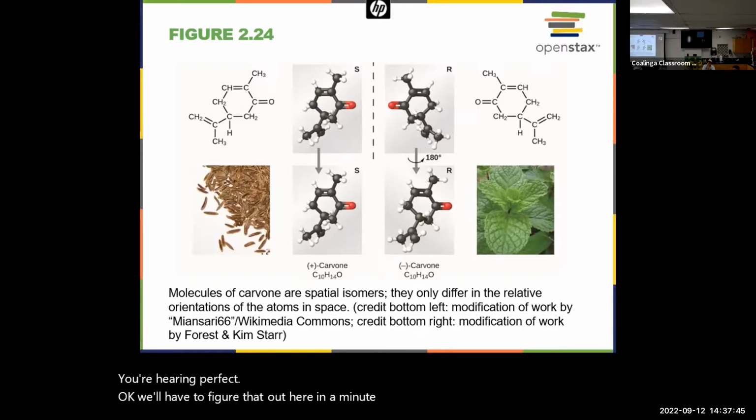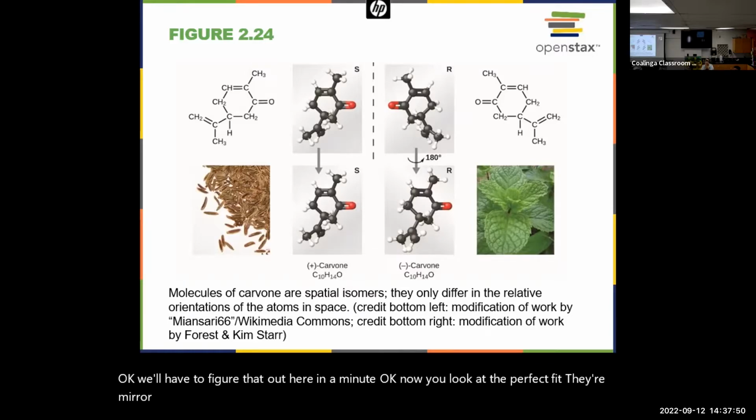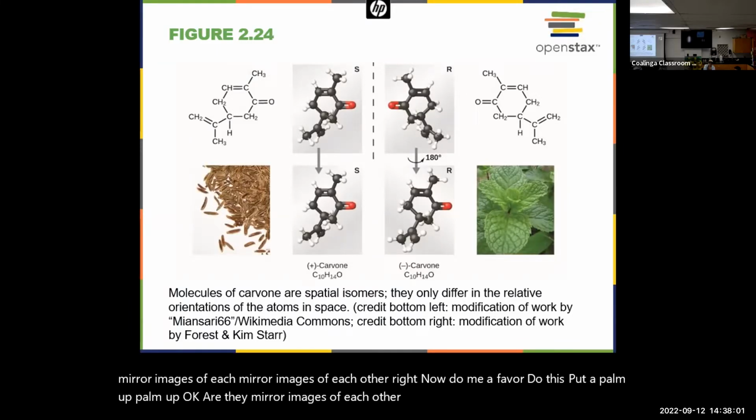Okay, now you look at it, they are a perfect fit. They are mirror images of each other, right? Now do me a favor, do this. Put them palm up. Okay, are they mirror images of each other now? No, right? They don't fit perfectly, right? You got your thumbs on each side, right?